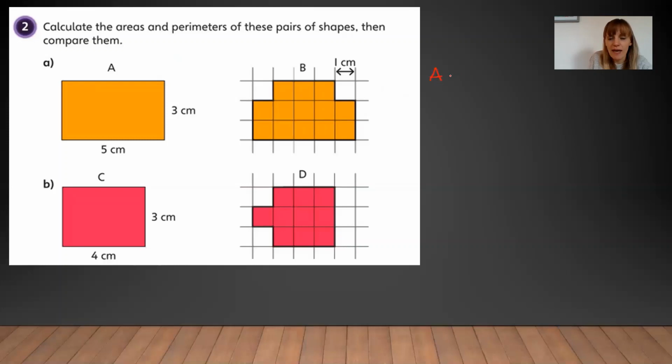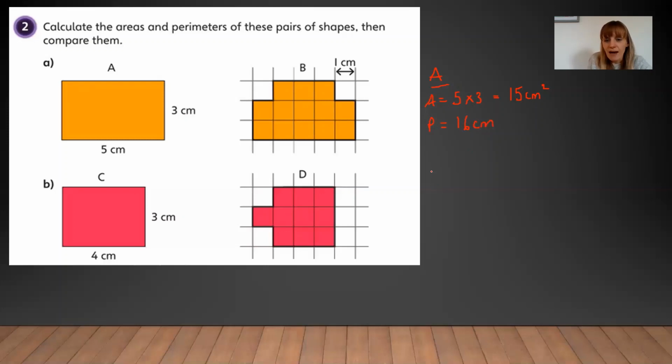Now let's look at shape A. First of all, let's think about the area. Okay, so the area is the length times the width. So here we've got 5 times 3, which gives us an area of 15 centimetres squared. All right, now perimeter. The perimeter for this one, well, we've got 5 times 2, which is 10, 3 times 2, which is 6. So the perimeter is 16 centimetres.